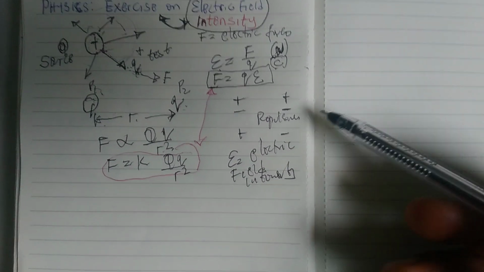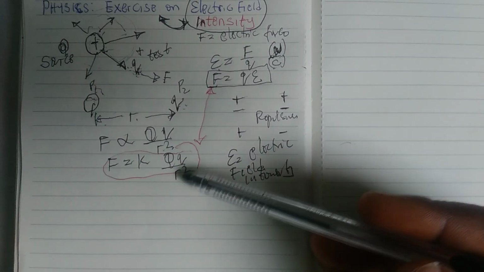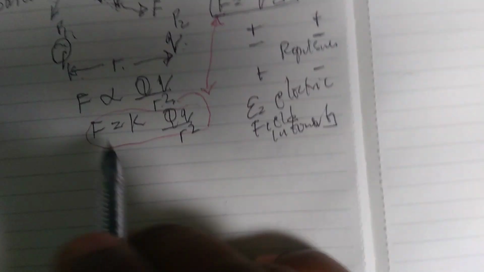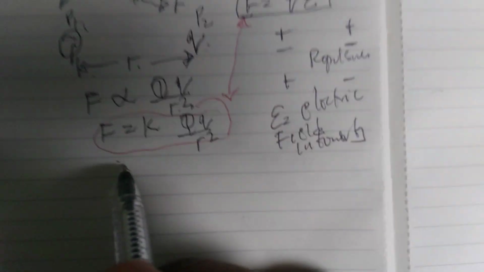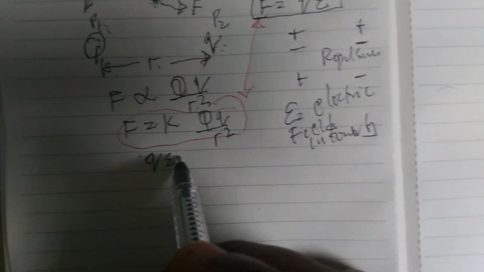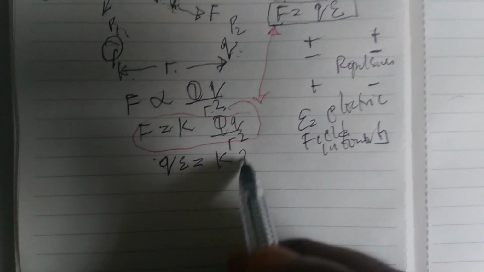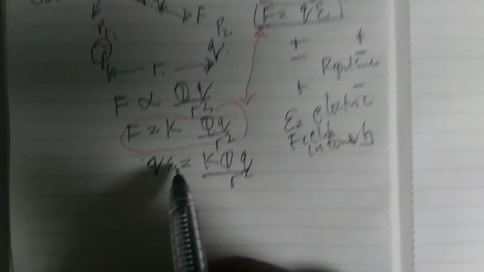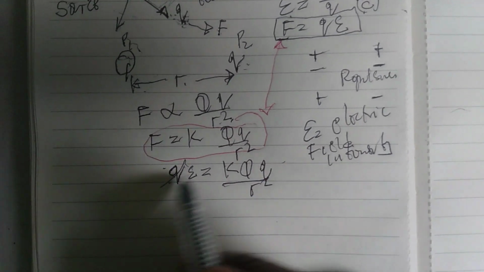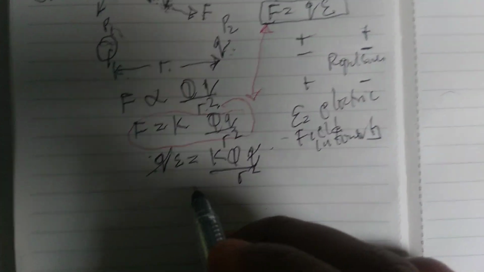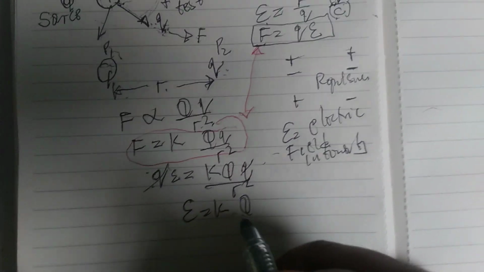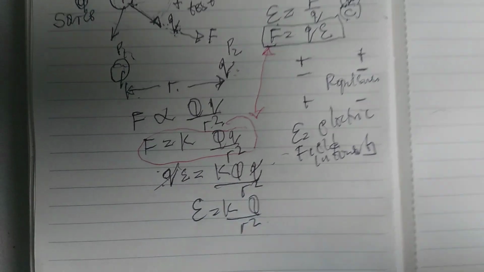Because these two forces are the same electric force, we can equate these expressions to each other. The first one is Q times E, that is QE. I can equate it to the second one, that is K Q times the source charge divided by r squared. The electric charge Q on both sides cancels out, leaving the electric field intensity E to be K times the source charge divided by r squared.